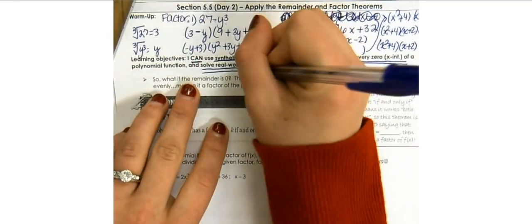And there will be a real-world application problem, one of the ones that we're going to be talking about. One of them will be on your test, and I want you to please make sure that you understand what's going on for those. So what does it mean if you end up with the remainder of 0?